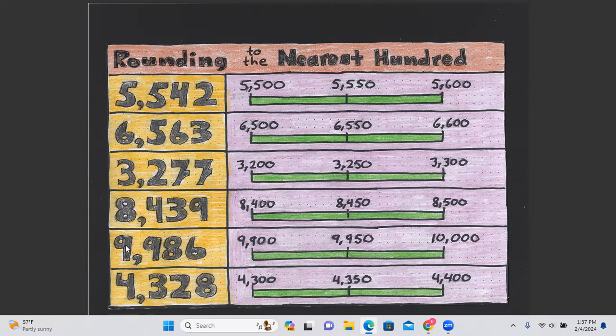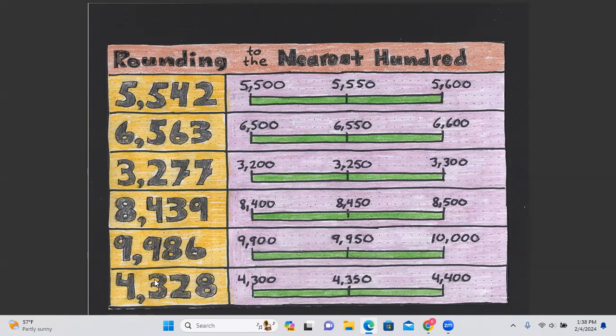And let's go to 9,986, and we see that 8 is in the tens place, and it's well above 5. And so with that in mind, we know that 9,986 will round to the big 10,000, because it is closer to 10,000 than it is to 9,900 rather. And then let's go on to our final number right here, 4,328.